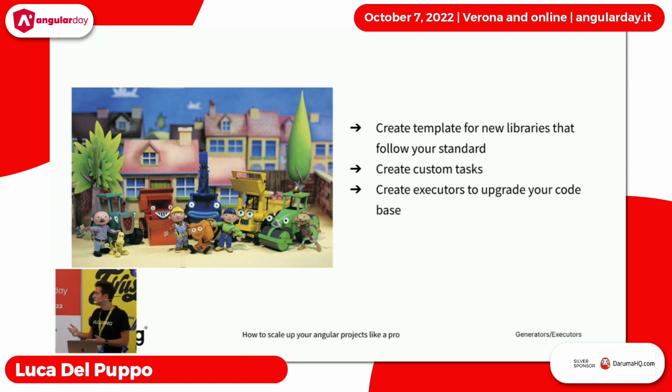Executors are used to create custom tasks. For instance, if you want to create your custom build, you can use an executor. But it's also common to use an executor to upgrade your code base. For instance, maybe you want to move from Moment.js to date-fns. You can write an executor that scans your code, finds where you use the Moment.js library, and refactors your code in the right way. So you can automate your migration flow.